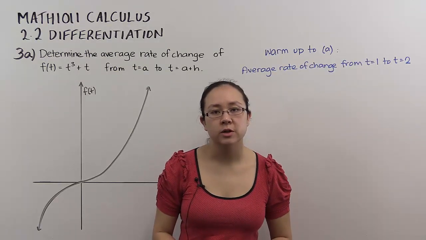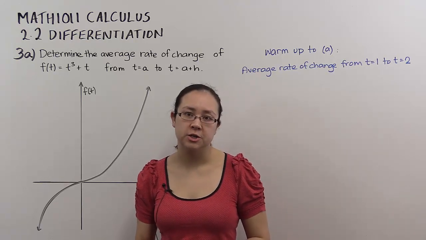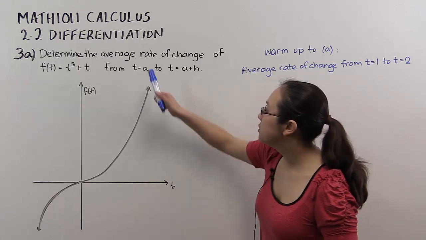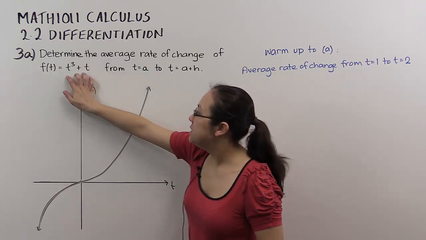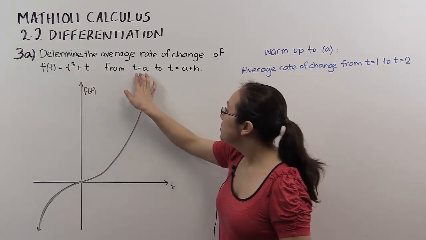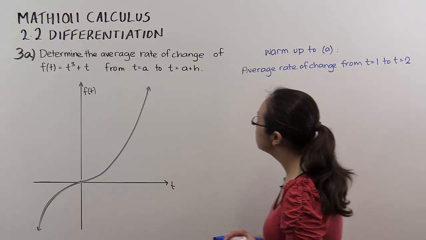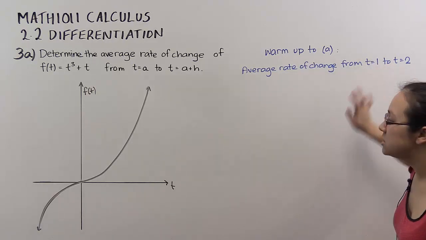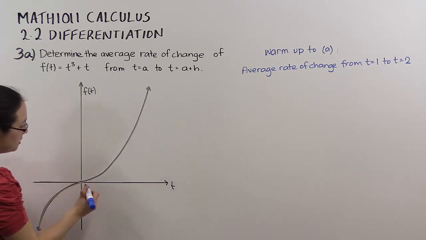Today I'm going to work through some MATH1011 calculus problems from the section on differentiation. The first one I want to work through is on the average rate of change for the function f of t is t cubed plus t, from t equals a to a plus h. But before we do that, I just want to do a specific case from t equals 1 to 2, to talk about the average rate of change when we've got some numbers.